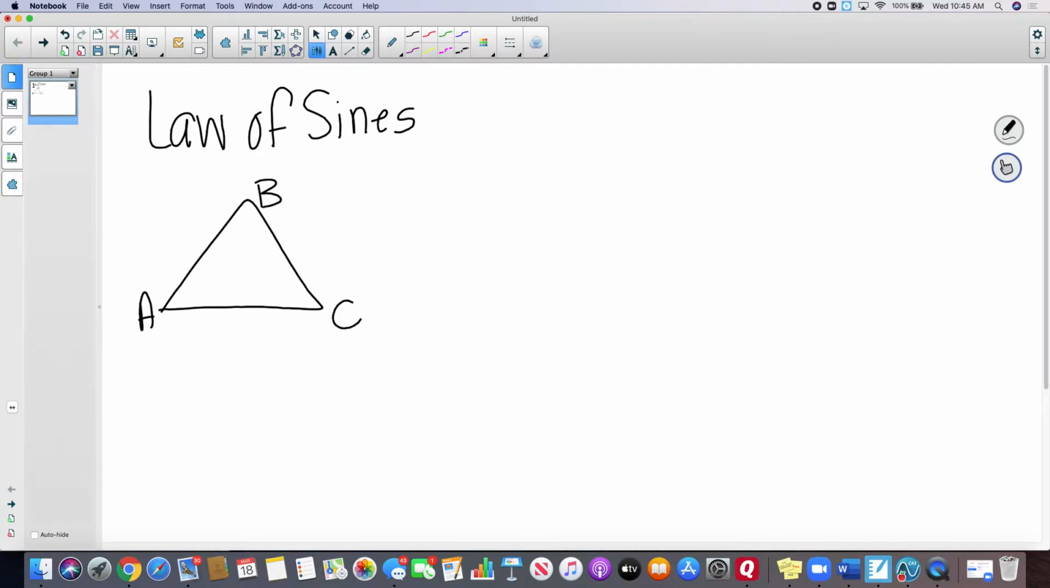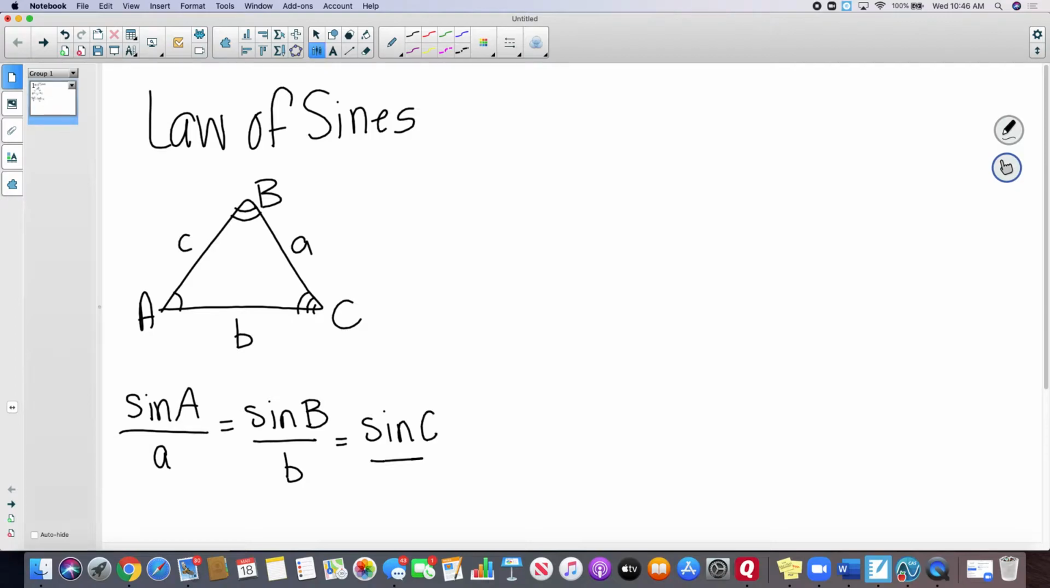Our angle measures are going to be capital letters, and our side lengths are going to be lowercase letters across from them. So if this is angle A, the side across from it is side a. If this is angle B, the side across from it is little b. And angle C, the side across from it is little c. Law of sines is sine A over a equals sine B over b equals sine C over c.